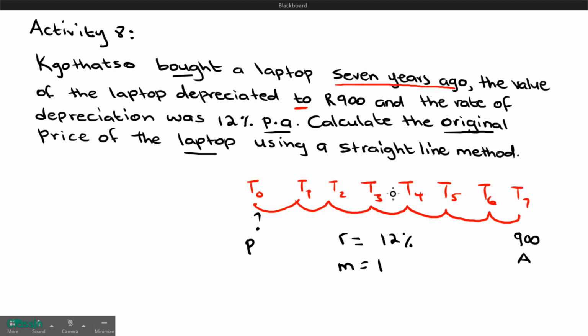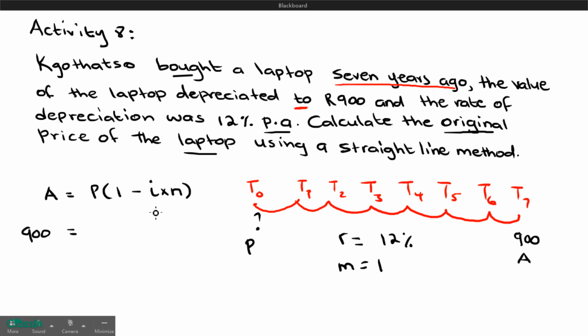So if we go along with this, because they said using a straight line method, it means that we have A is equals to P into 1 minus I multiplied by N. Okay? So with this being here, we have A, but we don't have P. It means that we have 900 here.